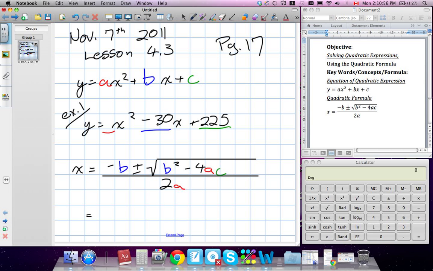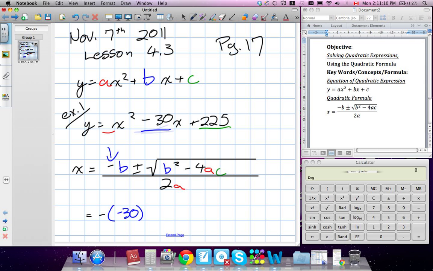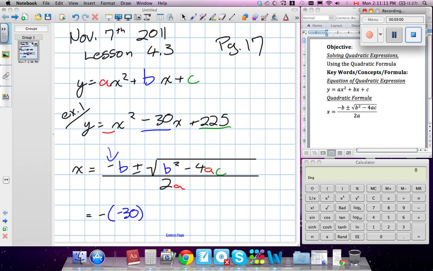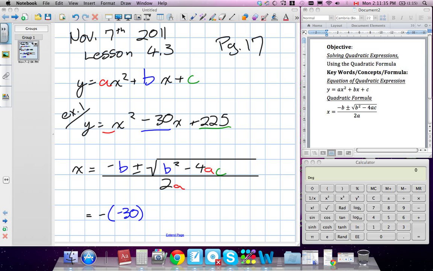I have negative, and if you notice, it's negative 30. So there's actually a negative sign in front of this b. So it's going to be negative 30. Okay. So we have negative 30 plus or minus.